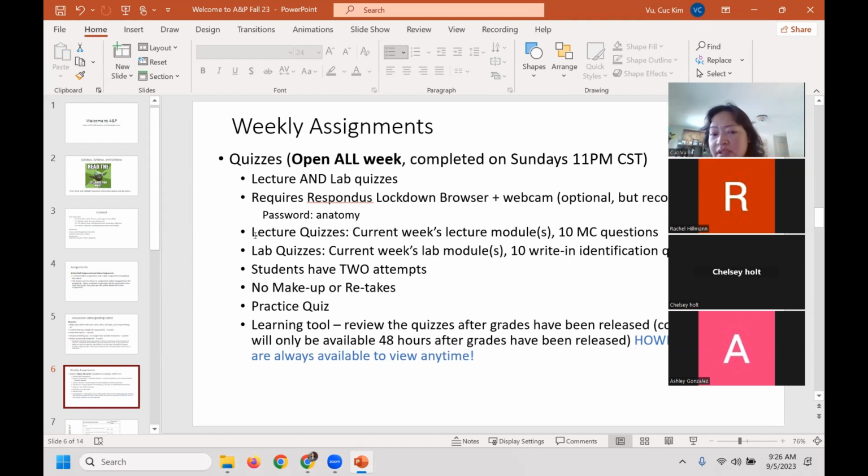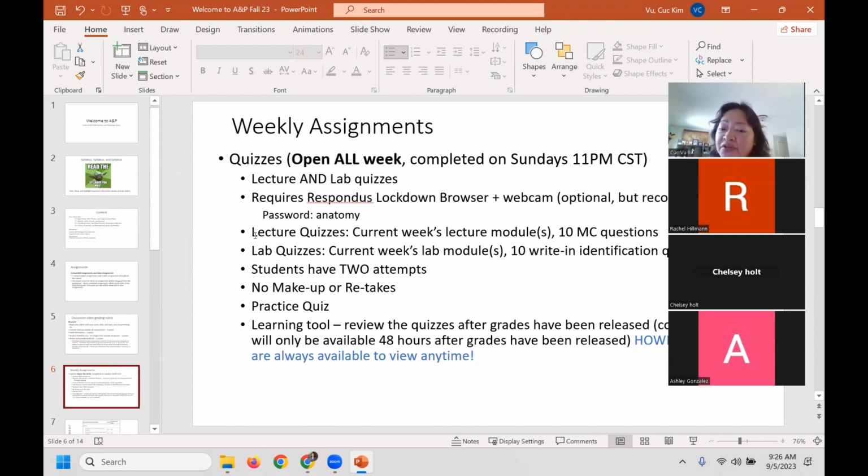We have a practice quiz that you can take anytime. As a matter of fact, you should take it by Wednesday. And that will help you determine whether your computer is set up for Respondus lockdown as well as the webcam. Like I said earlier, use the quizzes as a learning tool. Review the quizzes after your grades have been released.